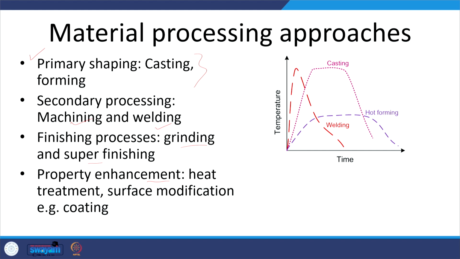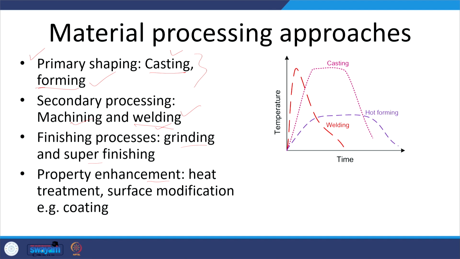If we try to see, during processing like casting, forming and welding, the kind of thermal cycle which is imposed significantly affects the material structure and properties. So, let us see how the different metals, when they are subjected to material processing by casting, by forming and by welding, what kind of thermal cycle is imposed.